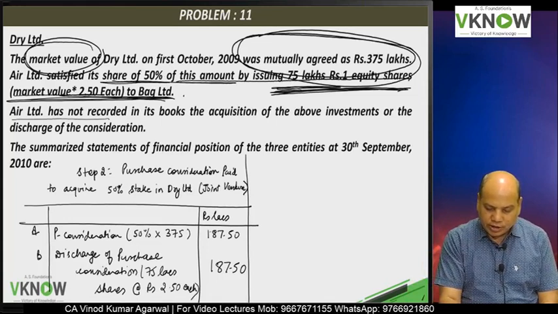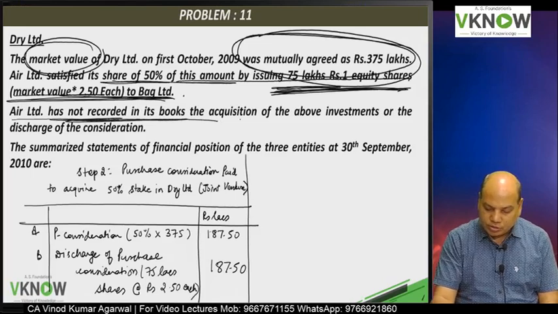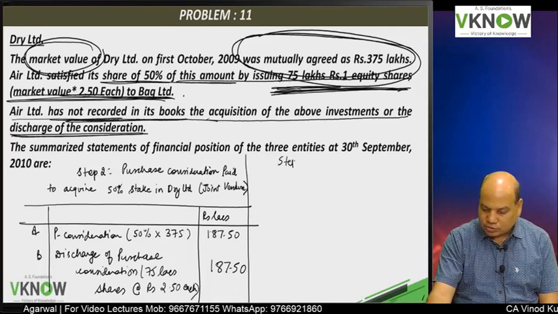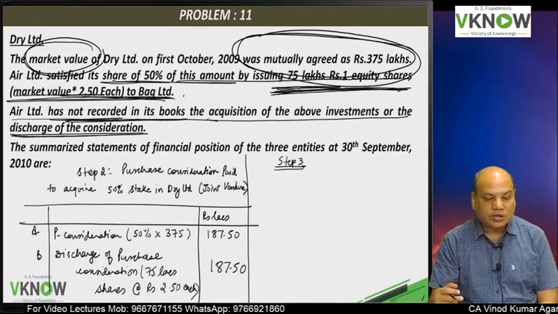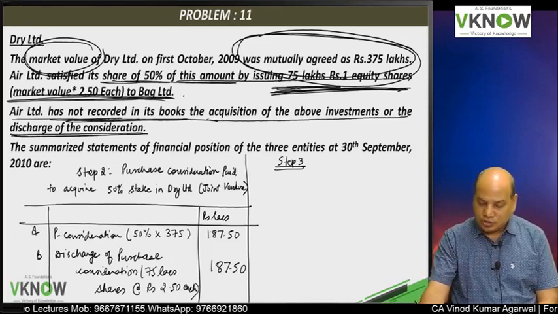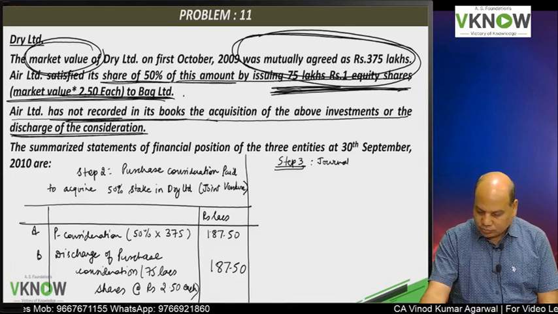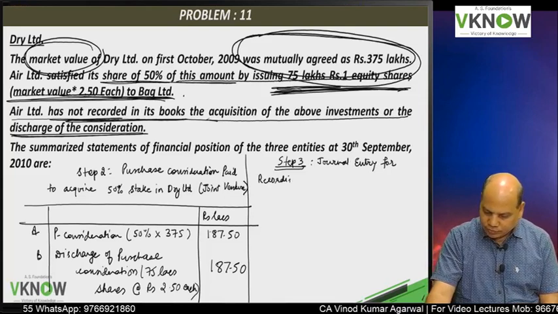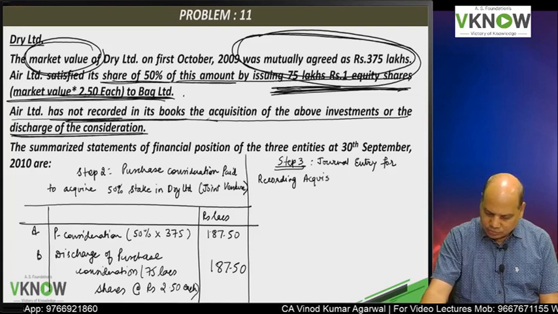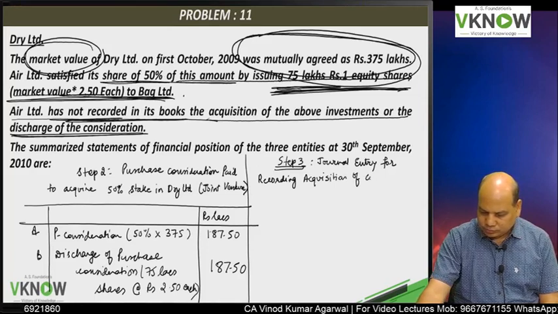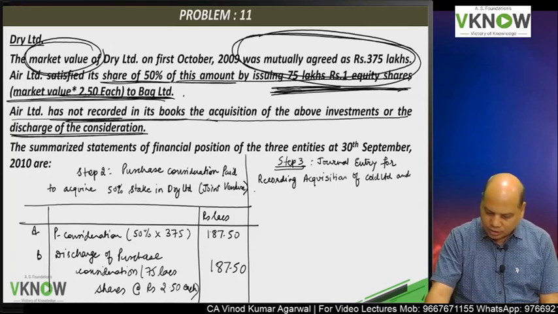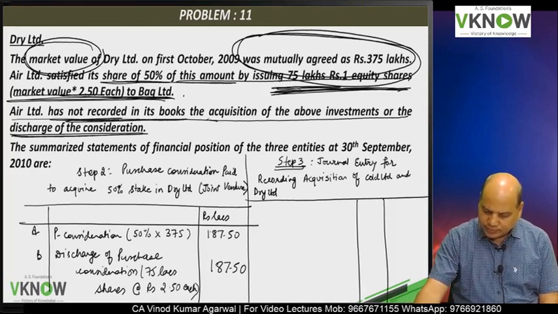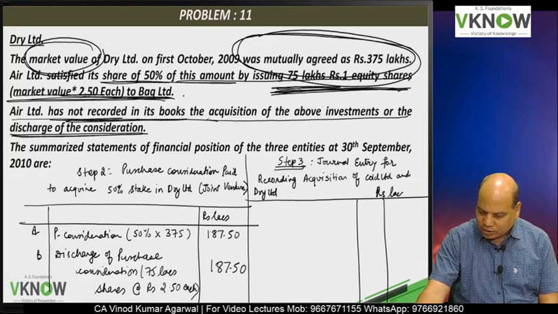Step number 3. Air Limited has not recorded in its books the acquisition of the above investment or the discharge of consideration. So now what the student has to do? The student has to first record this transaction and then do the consolidation. So step 3, write down journal entry for recording acquisition of Cold Limited and Dry Limited.